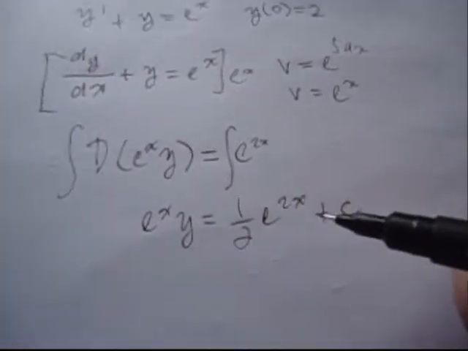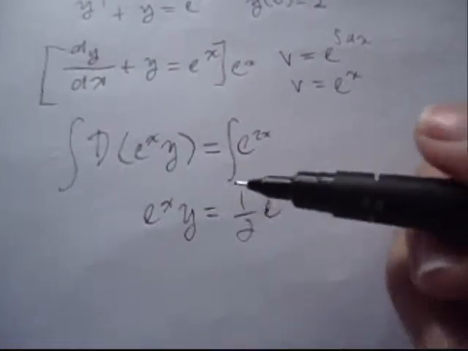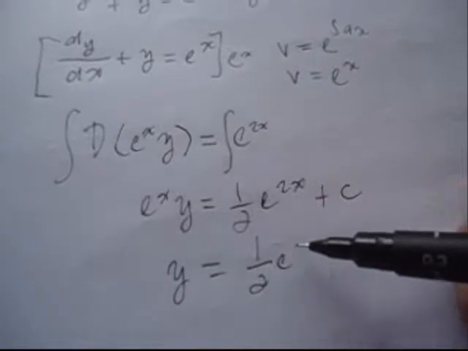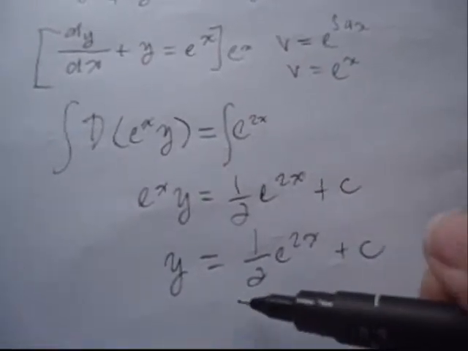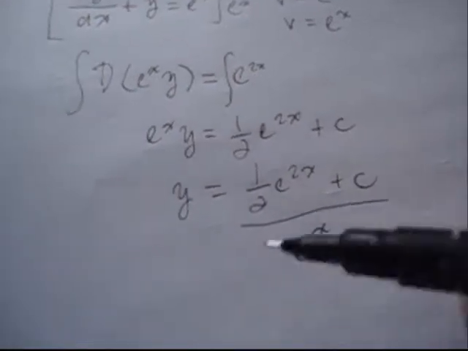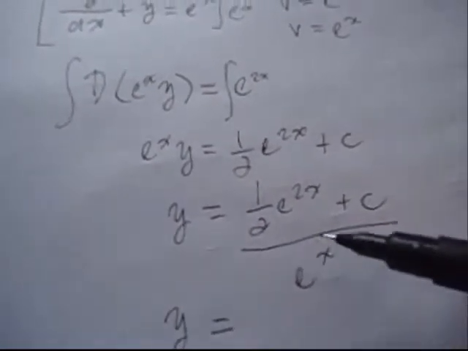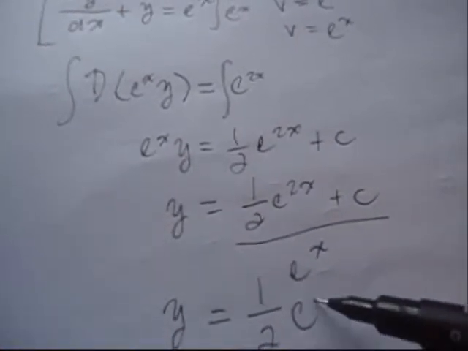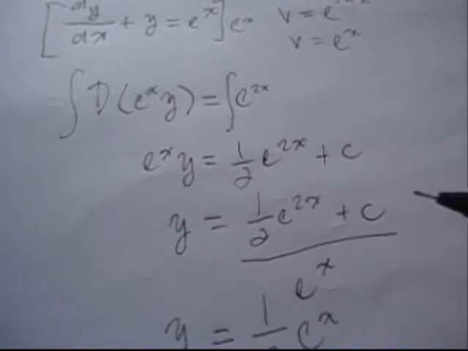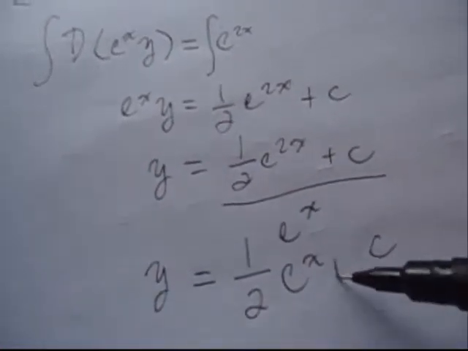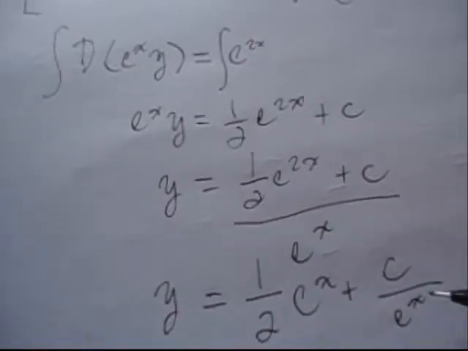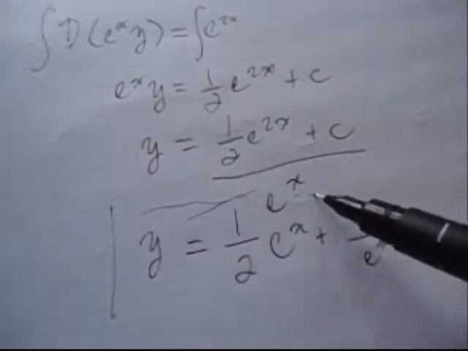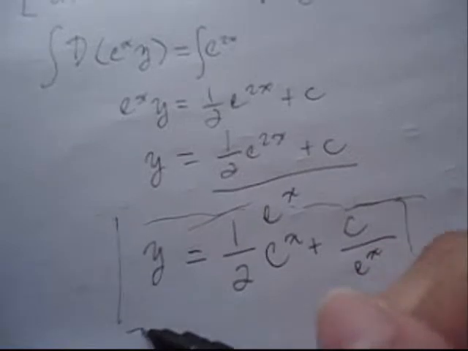So dividing both sides by e to the power of x so that we can get y. So we have y equals 1/2 e to the 2x plus c over e to the x. So we have y equals 1/2 e to the power of x plus c over e to the power of x. And this is now our solution. This is now the solution of the differential equation.